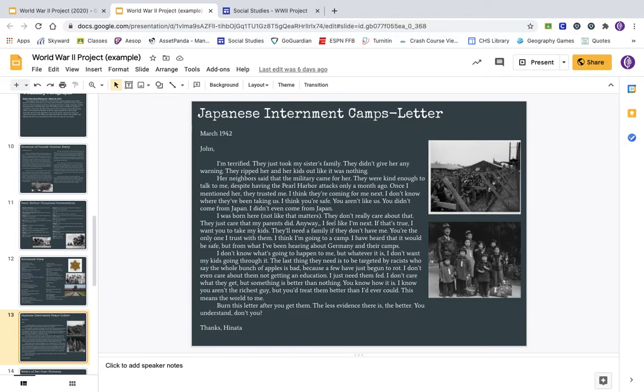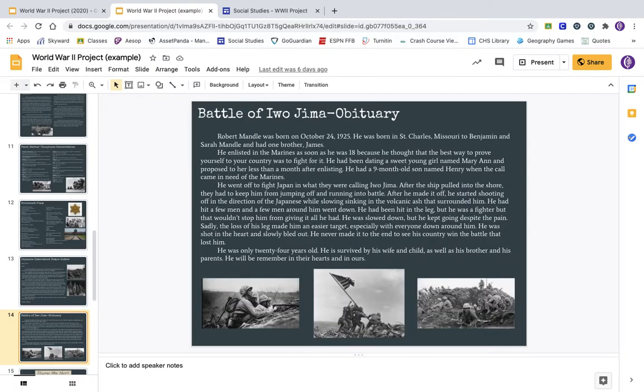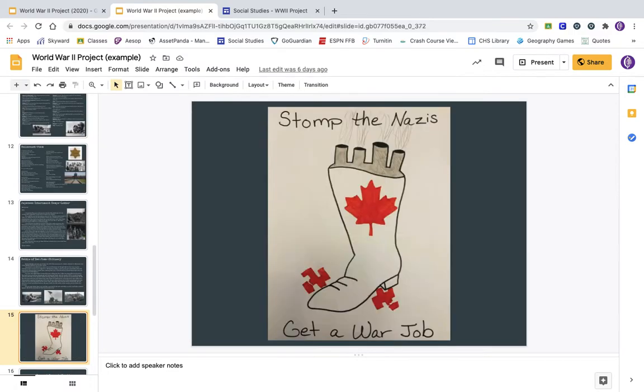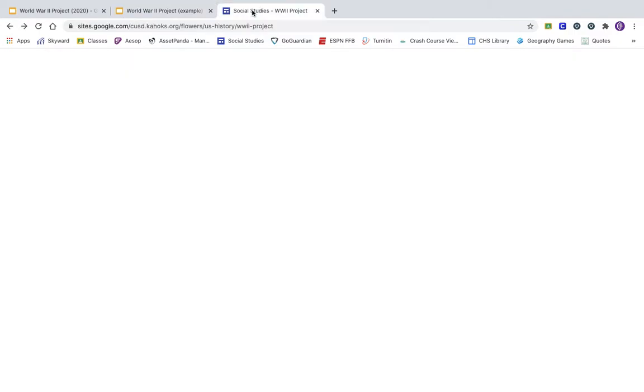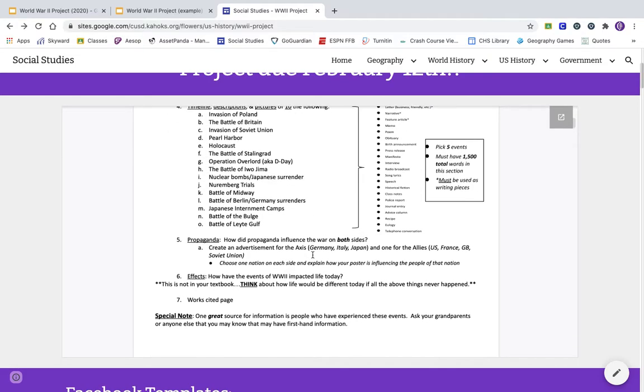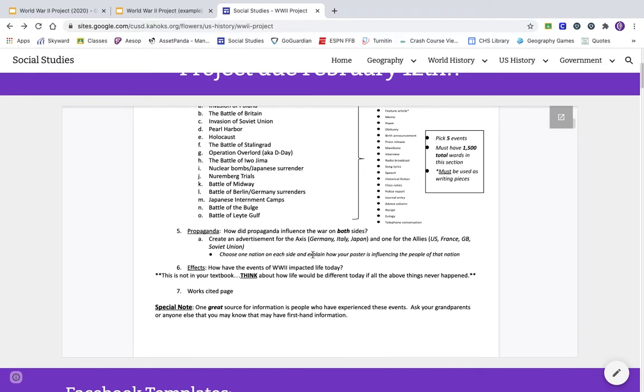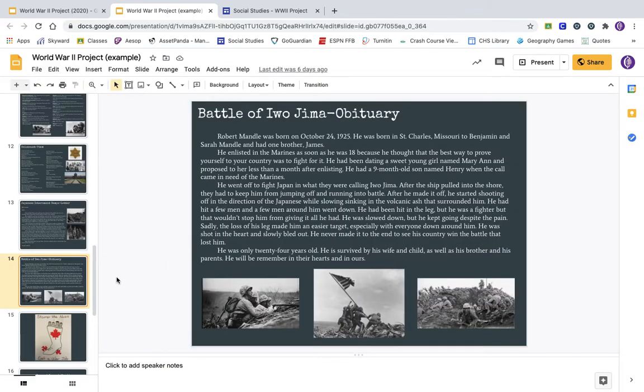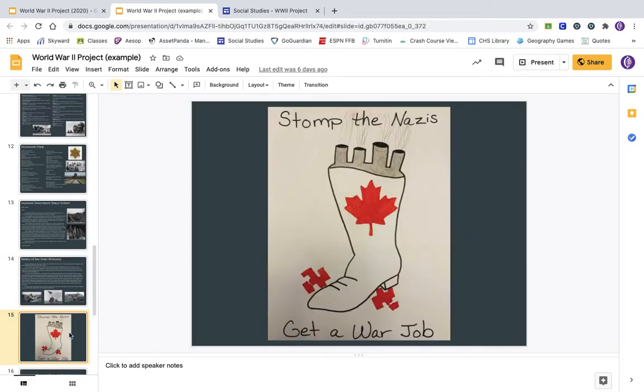Japanese internment camps, I did a letter, and then Battle of Iwo Jima, I did an obituary. Okay, and then the next part is the propaganda pieces. So I am going to do some notes that explain propaganda a little bit more. But just to summarize, you're going to make your own propaganda, one for the Allies and one for the Axis country that you chose for the Facebook pages.